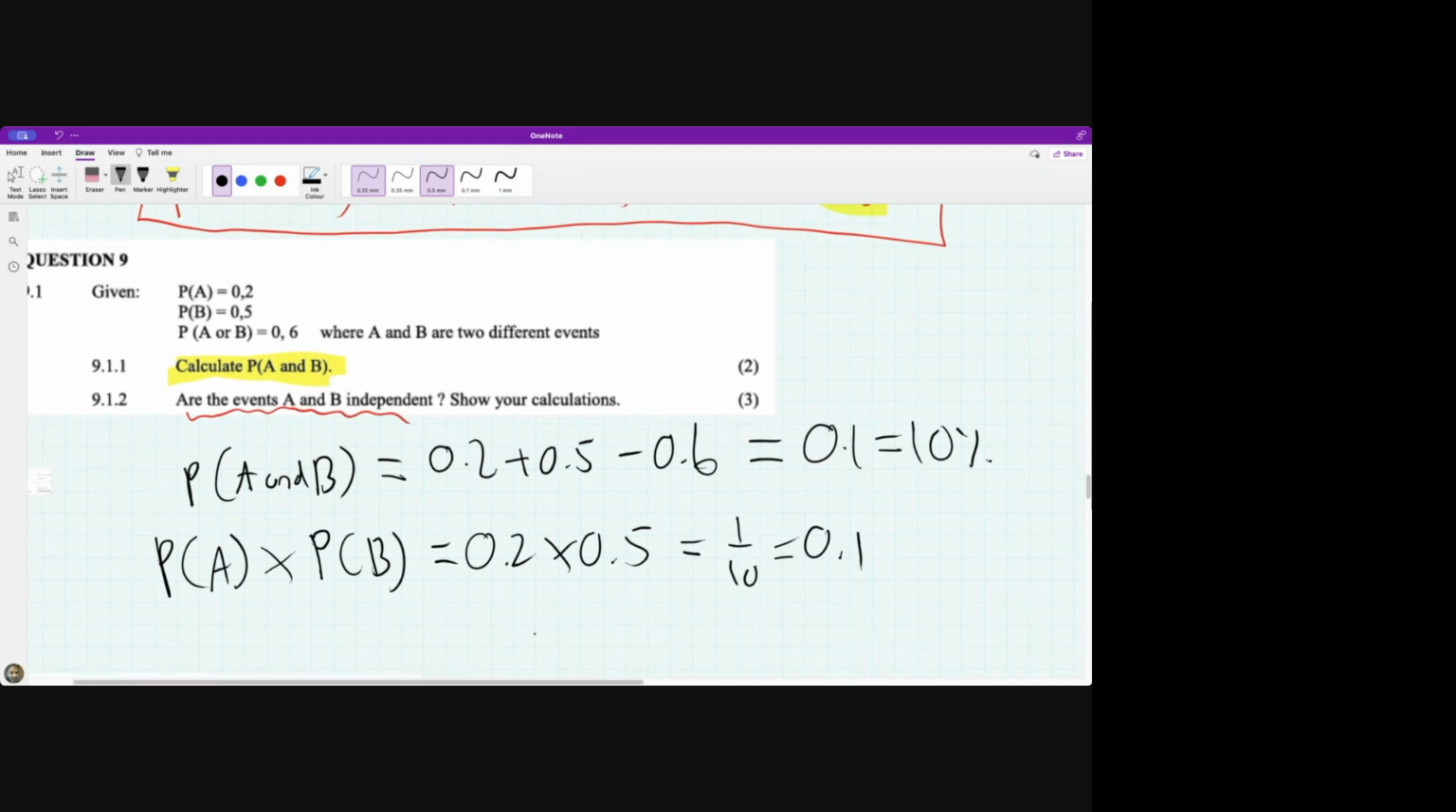So, are the events A and B independent? Yes, they are, ladies and gentlemen. Yes, they are. So A and B are independent because the probability of A times the probability of B is equal to the probability of A and B. And with that, I dropped the mic or the pen, literally, and I called it a day for today.